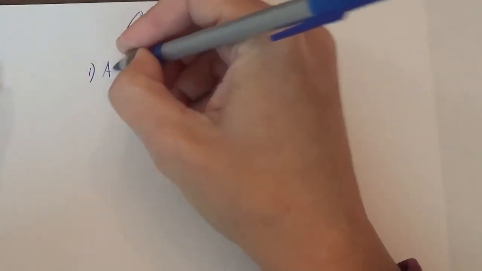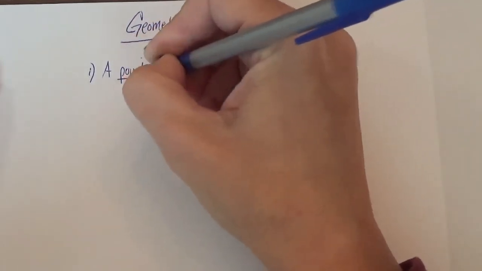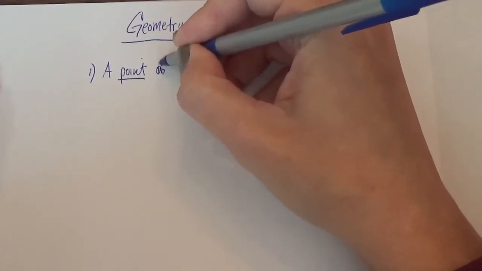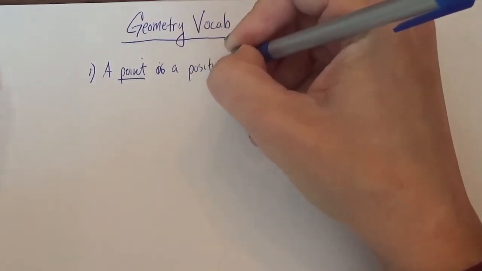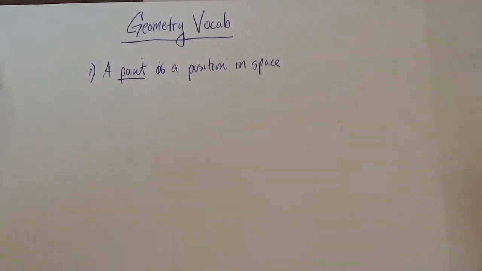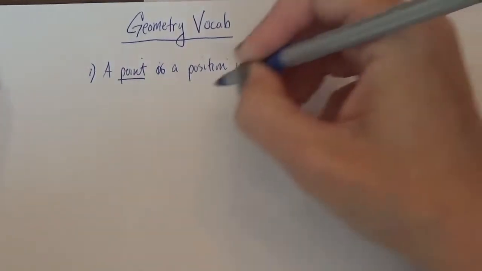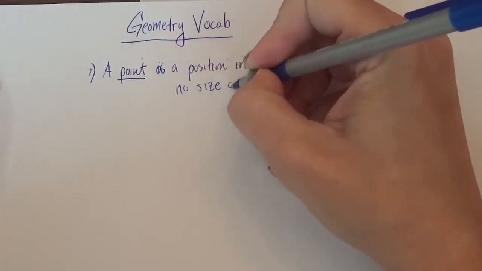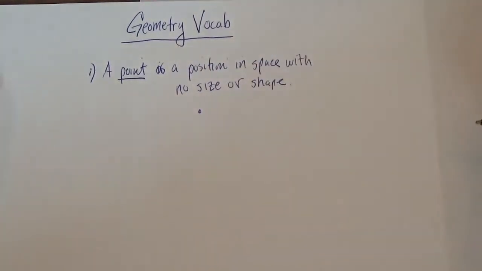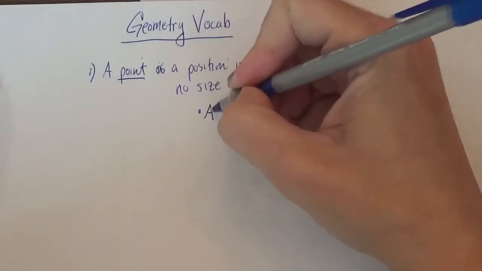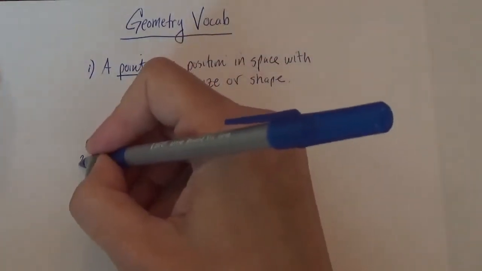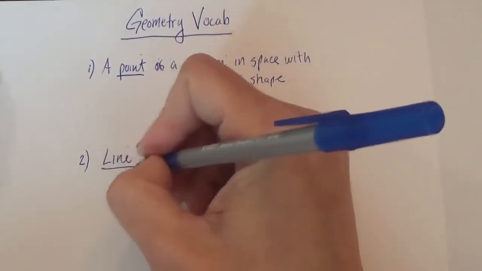First one is a point. So the definition for a point is a position in space with no size or shape. Now, obviously we give it a size and a shape. We make it look like a point and we might give it a capital letter. That is point A.